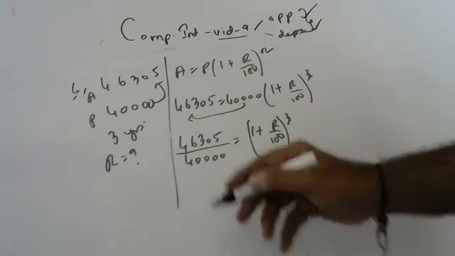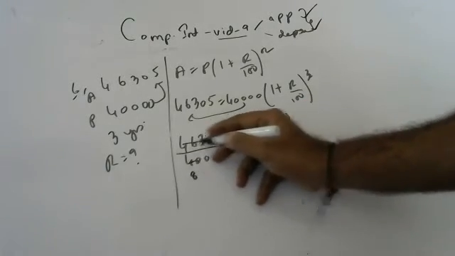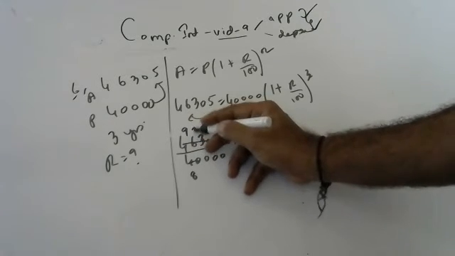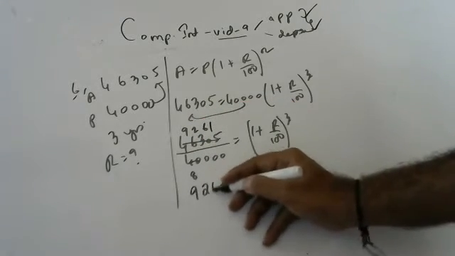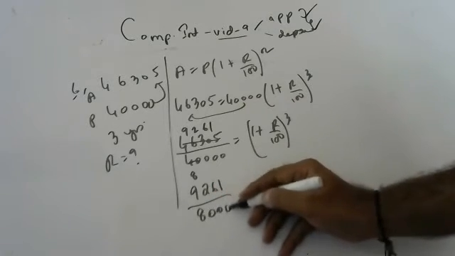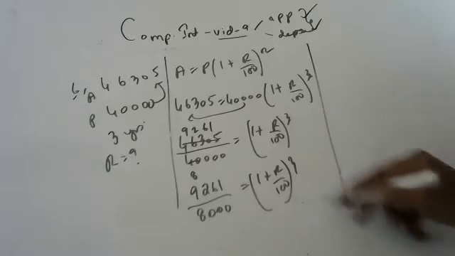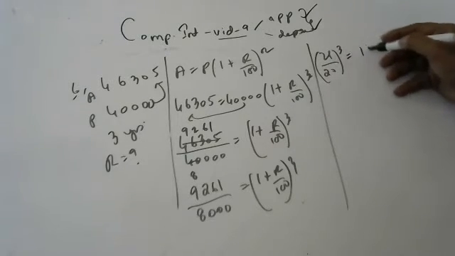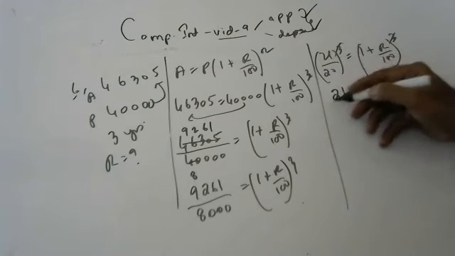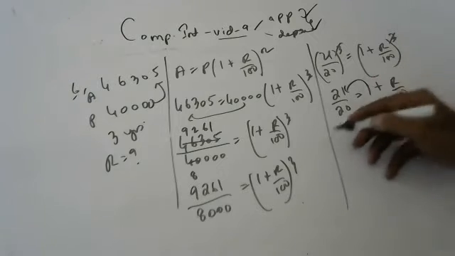Then cancellation. 5 nines, 5 twos, 5 sixes. So 9261 by 8000 is equal to 1 plus R by 100 whole to the power 3. 9261 by 8000 is 21 by 20 whole cube, equal to 1 plus R by 100 whole to the power 3. So the cube cancels. 21 by 20 is equal to 1 plus R by 100.